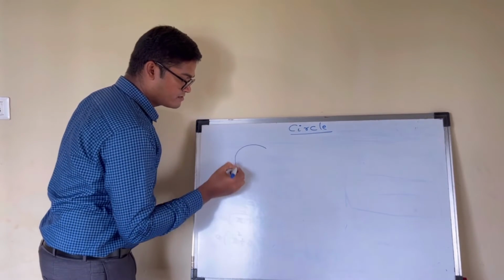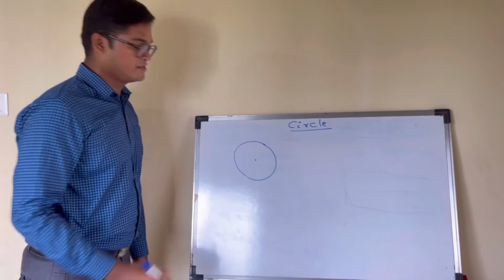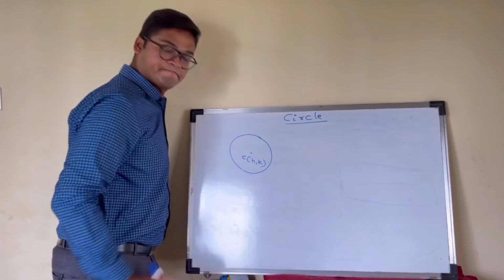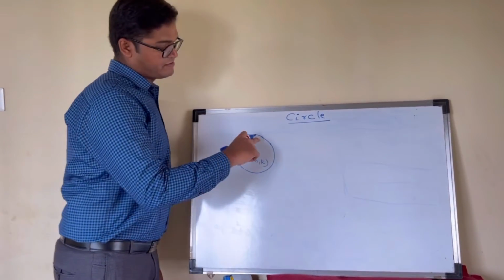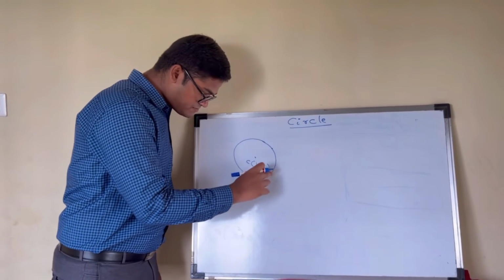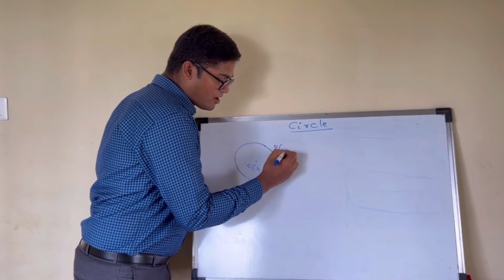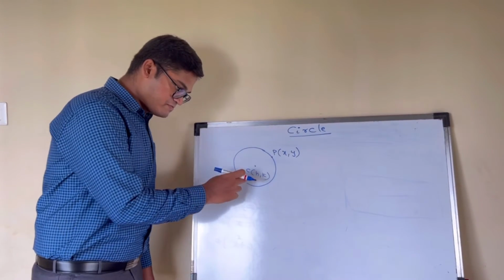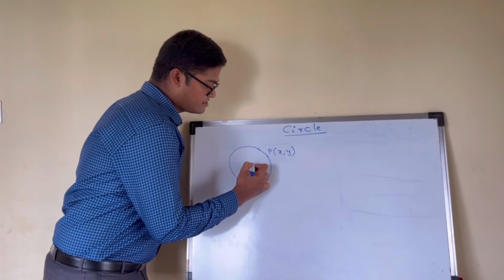We have a circle here. If there is a center, let's assume the coordinates of the center are h comma k. Now the locus of all the points which are equidistant from this fixed point, when you join all of them, forms a circle. Let's assume that the point on the circle is P of x comma y, and the distance between the center and the point is the radius.